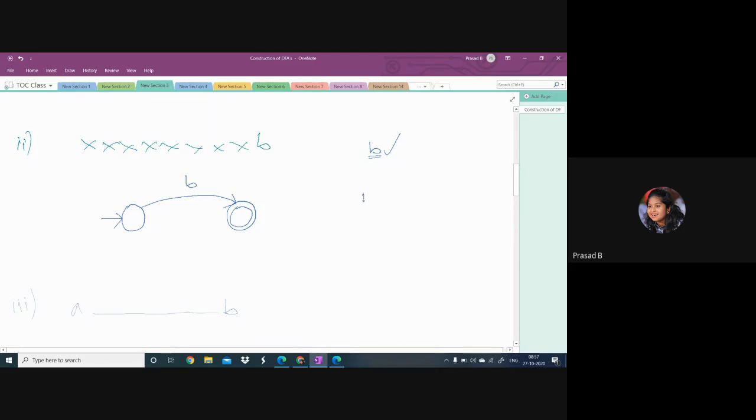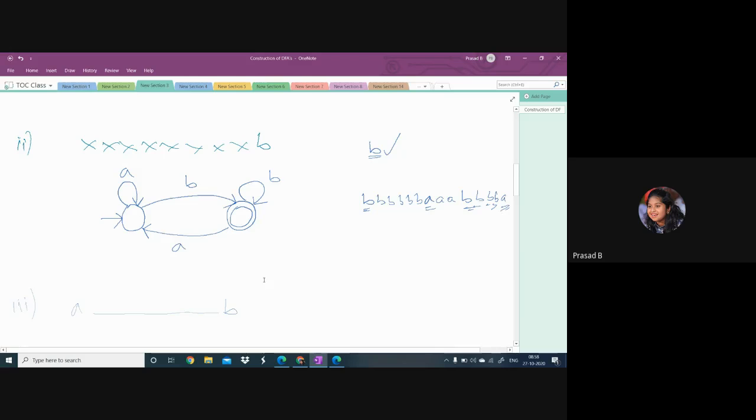Now see, B will go to final, and as long as B comes, all these strings are ending with B. So as long as B comes, we will be in the final. Suppose A comes, it is not ending with B, so come back. In the initial, as long as A comes, we will be in the initial only. Suppose B comes, ending with B, go to final, again B in the final. If A comes, go to non-final, that is initial. Okay, this is the DFA for ending with B.